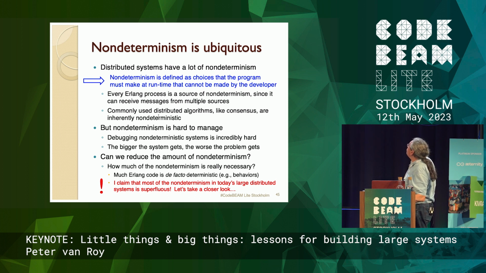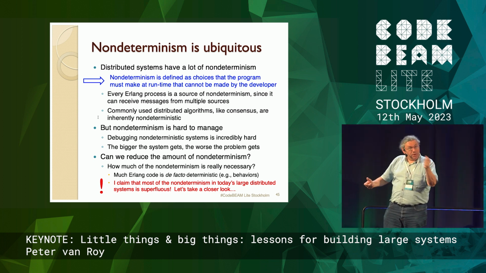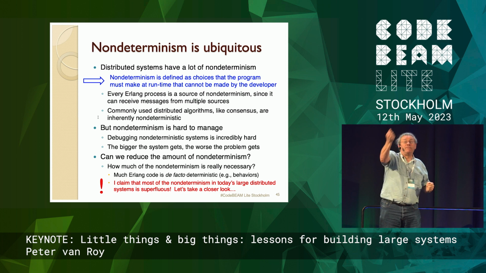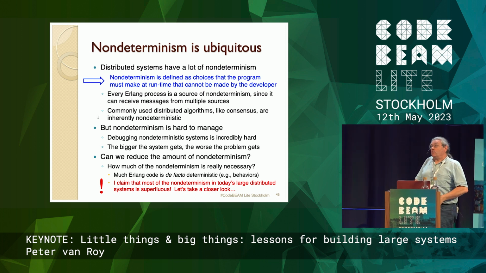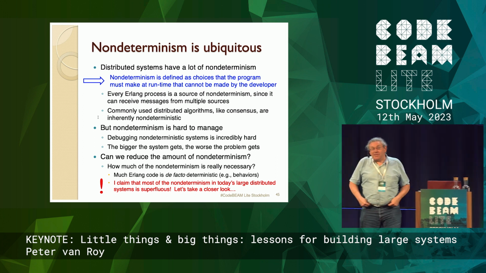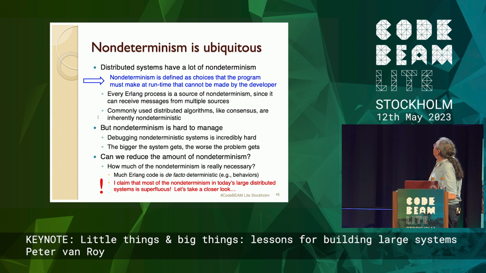Also, commonly used distributed algorithms, like consensus, which is widely used, are inherently nondeterministic. Consensus: a whole bunch of nodes, each node proposes a value, the algorithm runs, and one of the values is chosen. That's inherently nondeterministic. That, in my view, is bad. So in my view, consensus is evil. Don't use consensus. So how do you not use consensus?